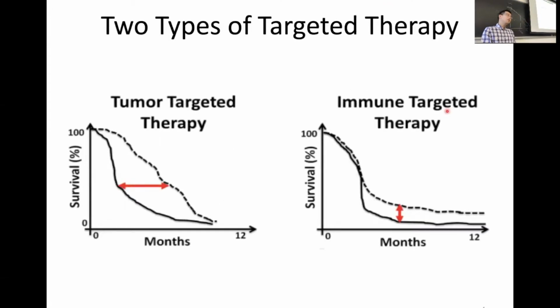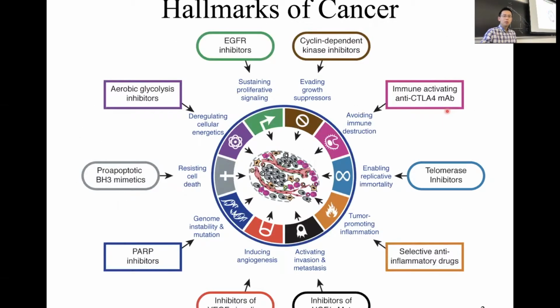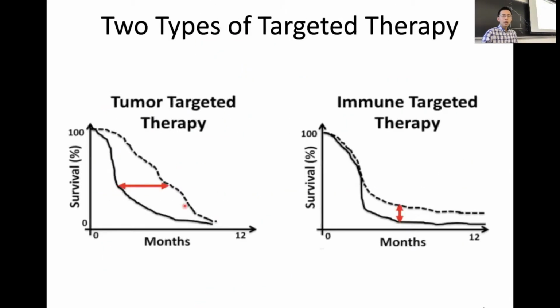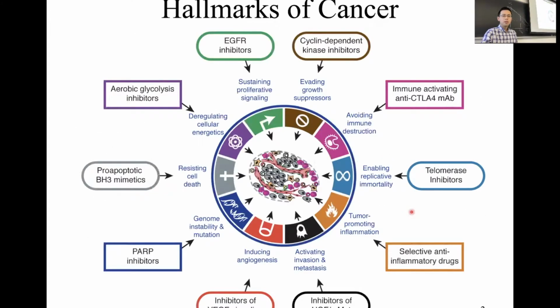And there are two broad categories of targeted cancer therapies. The first broad category is called tumor-targeted therapies. In other words, these therapies are trying to target some specific aspect in the tumor cells to stop tumor growth and metastasis. And the second broad category of targeted therapies is called immune-targeted therapies. Instead of working on the tumor cells, this type of therapy will interact with the tumor immune microenvironment. They will try to boost the immune system to recognize and attack cancer cells.